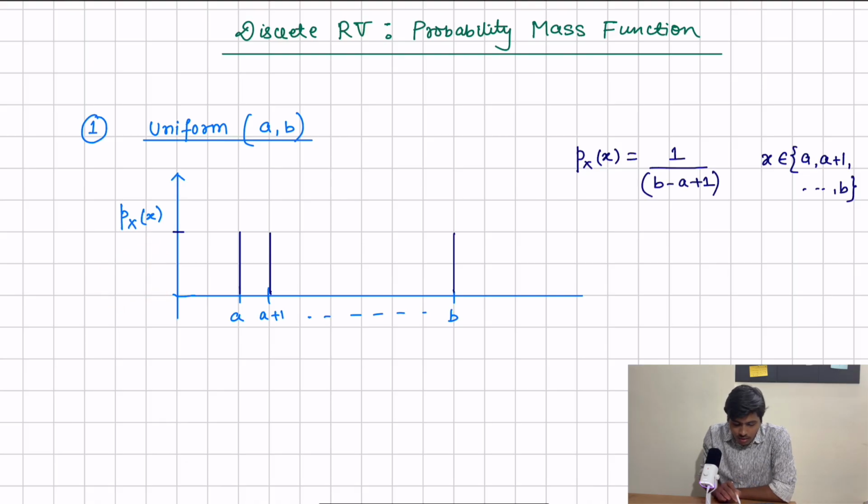So it is written as p of x equals 1 by b minus a plus 1, where x belongs to a plus 1 to b. So the probability of each outcome of the random variable x is the same, and it is equal to 1 by b minus a plus 1.